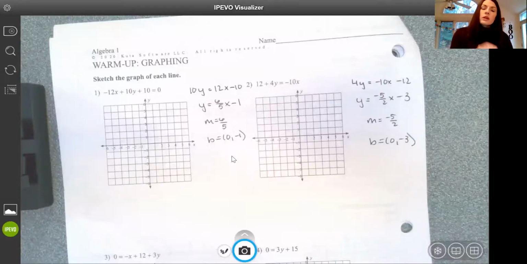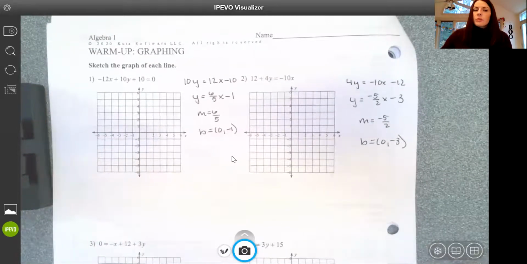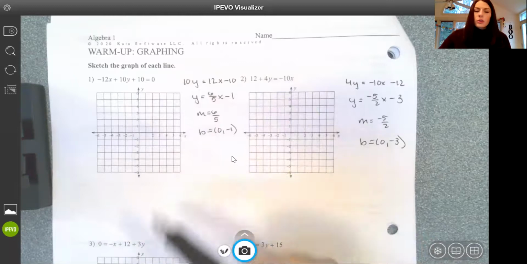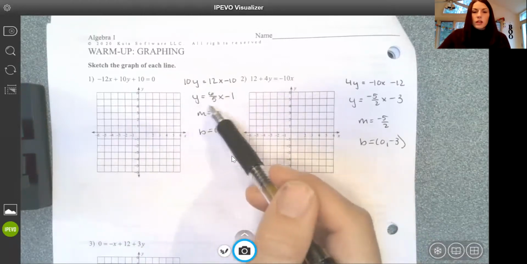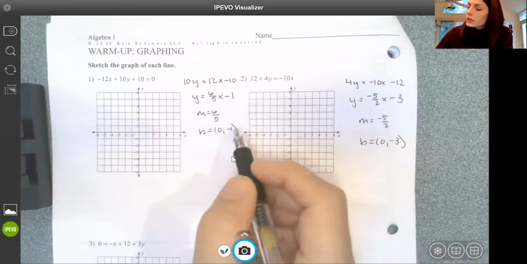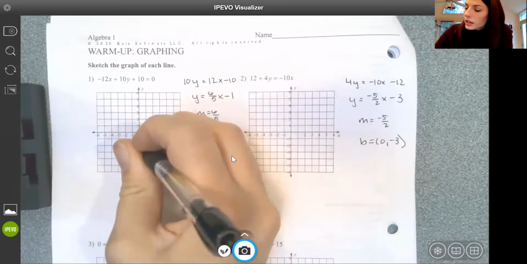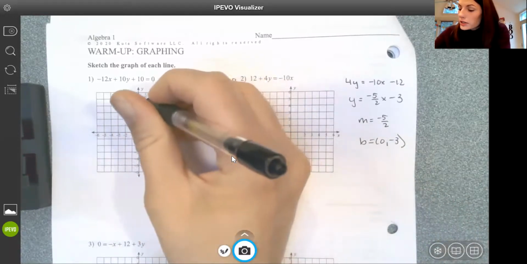Okay, so let's talk about our warm-up. I rewrote the first two equations already. Given these funky setup equations, I'm just rewriting them so they're in function form, or y equals mx plus b. And my first line, you should have had a y-intercept at -1 and rise over run of 6/5.